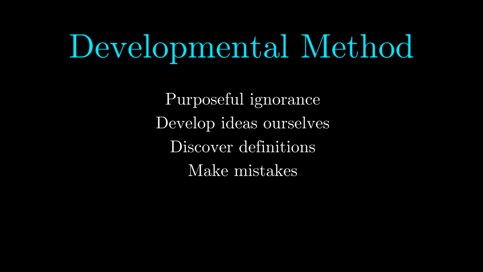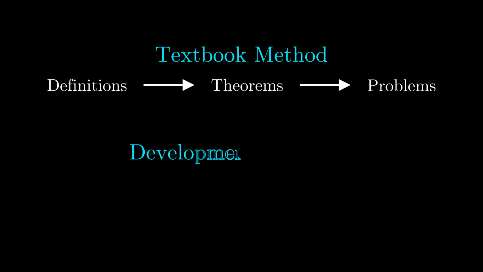We can see now why these two methods end up describing the same topic in vastly different ways. Because the textbook author knows everything already, they start with definitions. They then use the definitions to state and prove theorems, which they then use to solve problems. However, when using the developmental method, we have no knowledge, so we can't start with definitions. Instead, we start with a problem.